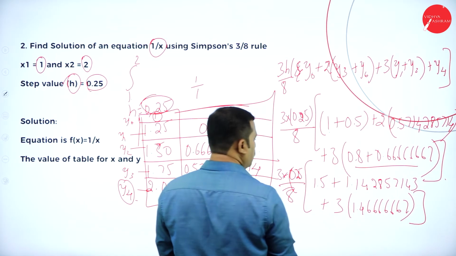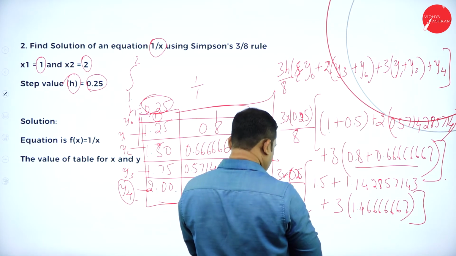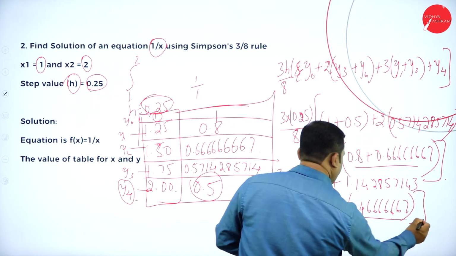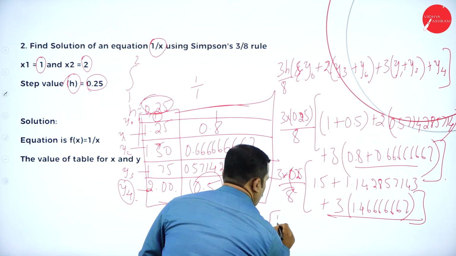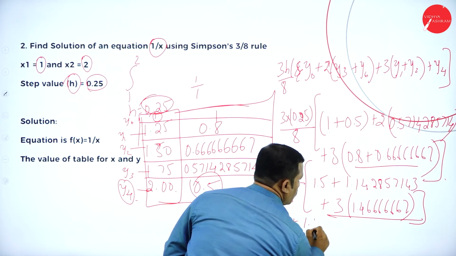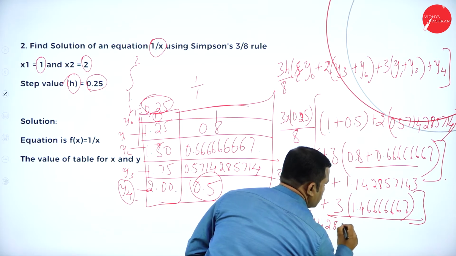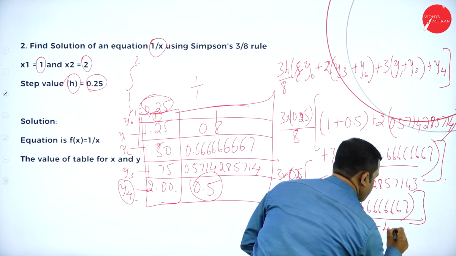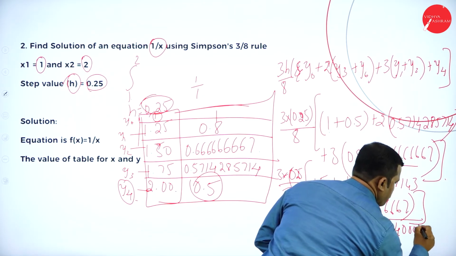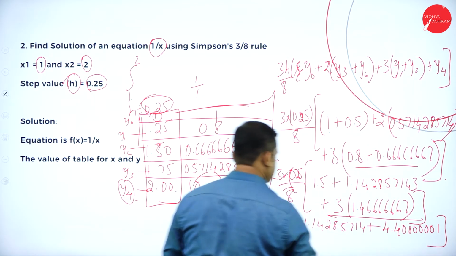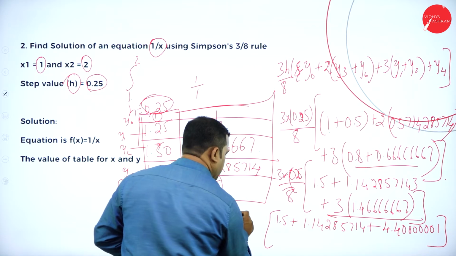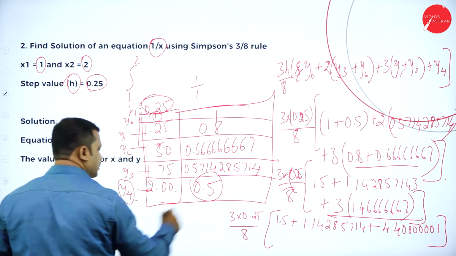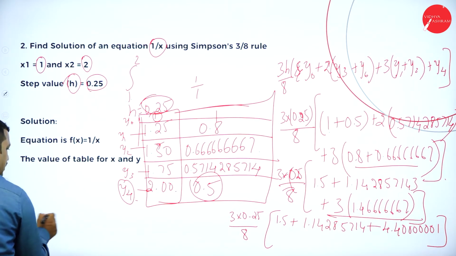That turns out to be the value, answer into 3. This entire term leads to 1.5 plus 1.14285714 plus 4.4. This term has to be multiplied by 3 into 0.25 divided by 8. If I further simplify this term, what is the value I am getting from here?